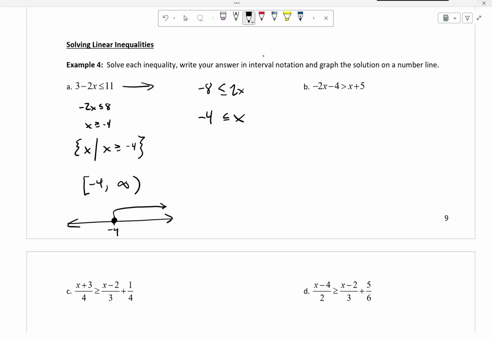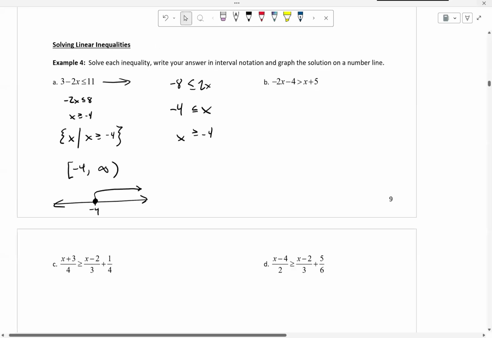We still have to flip it. I want to know what the unknown is. So I do want you to write x is greater than or equal to -4. It's hard to get out of it, but there's nothing wrong with collecting the x's on the other side.